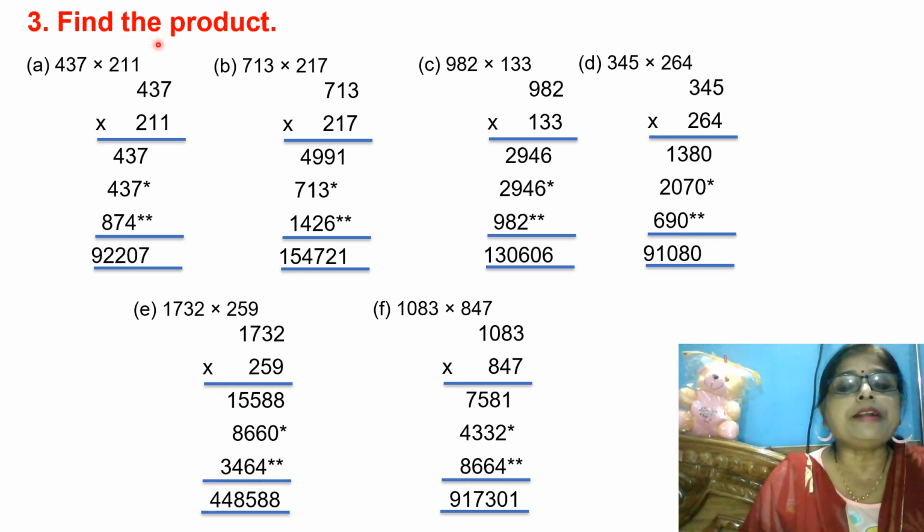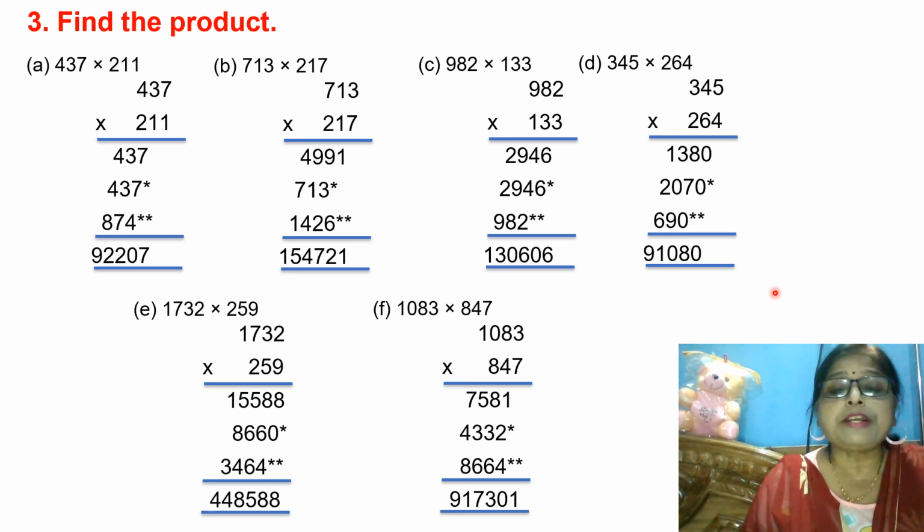Next question is find the product. So many questions are given here. 437 will be multiplied by 211. The process is given here. Next one, all the processes are here. With the help of this process, you will solve all the sums and then cross check them. You must cross check. If there is anything wrong, then you can check your copy with the help of these answers. First you do it yourself, then cross check your classwork and then send it to me.